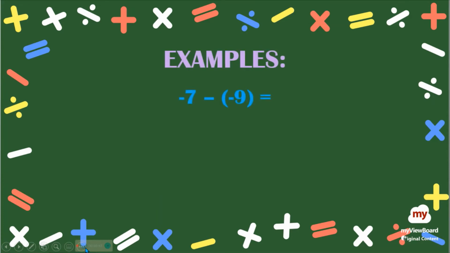So example, we have negative 7 minus negative 9. So keep, change or KCC. I-keep natin yung negative 7. And then, i-change natin yung minus into addition. And then, negative 9, change natin into positive 9.